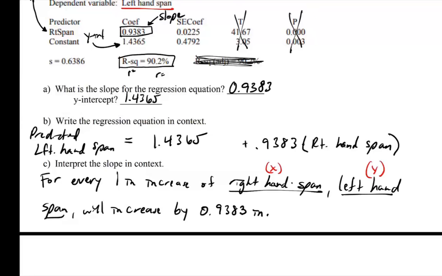So for every 1 increase of x, what is y doing? That's the slope. So for every 1 inch of right hand span increase, how much is the left hand increasing as well? Pretty close to 1. When we think about it, for every time my right hand gets bigger, don't I think my left hand will get the same size, right? Makes sense, right?